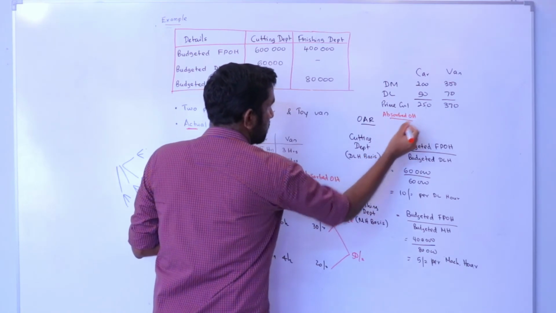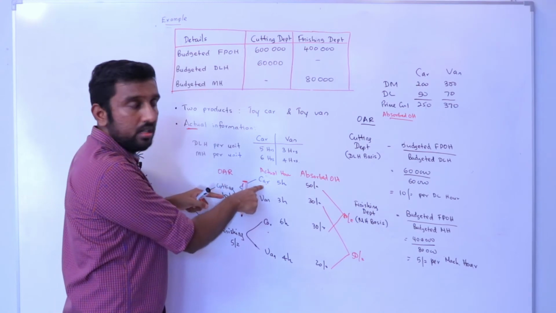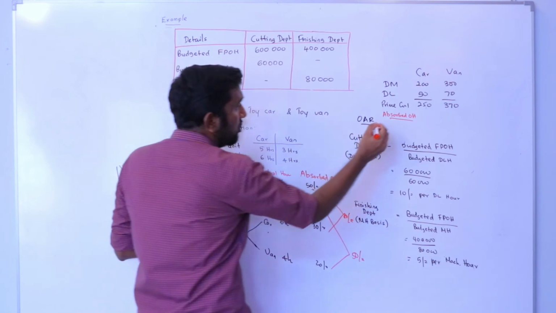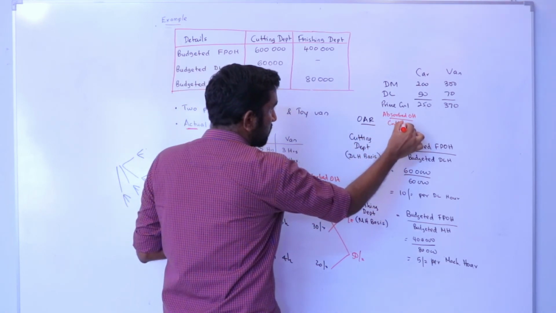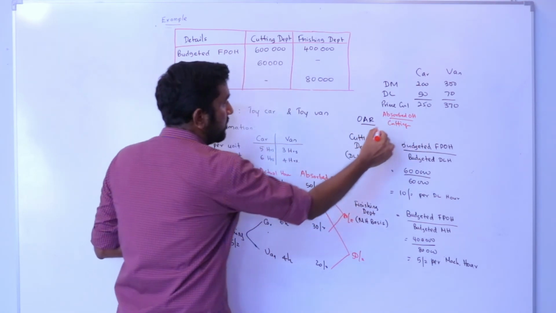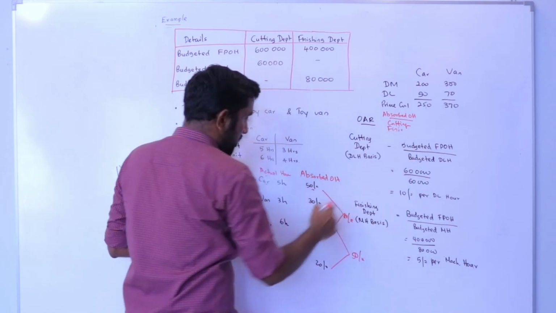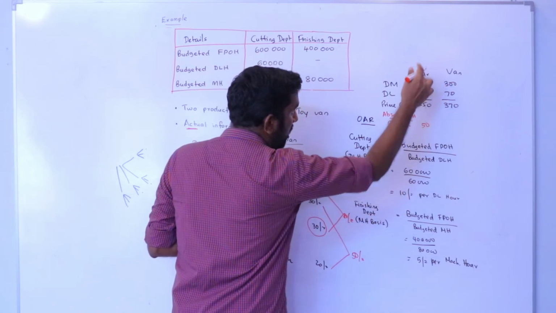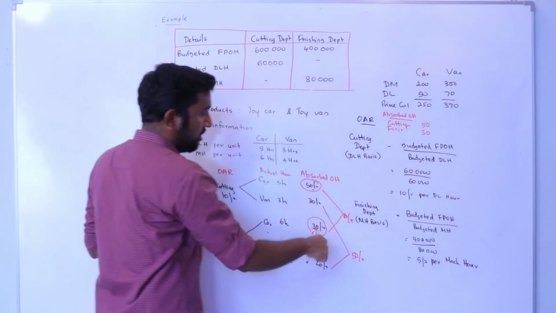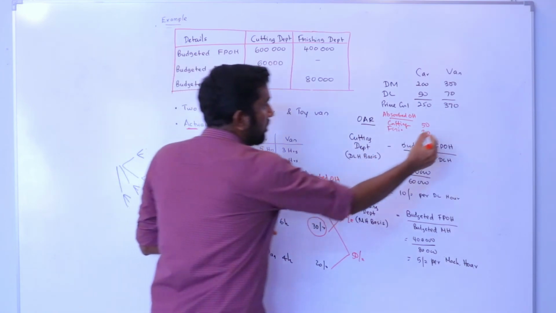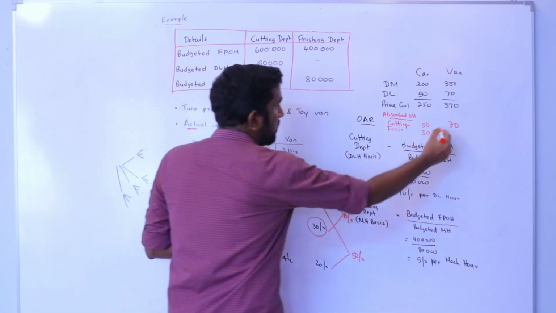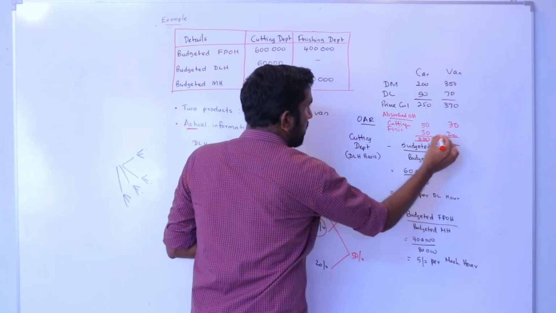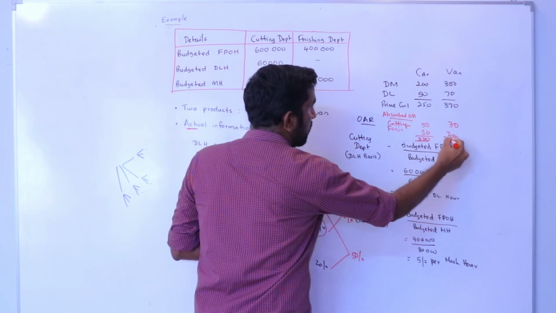Now I put my absorbed overhead. For car, I have 2 absorbed overheads, 50 and 30. So I would put cutting how much and finishing how much. For cutting I have 50 and 30. So I put 50 here for car, and again for car finishing 30. Then for van I put 30. Then I put 20. So I get the answers: 330 and 400 for 20.